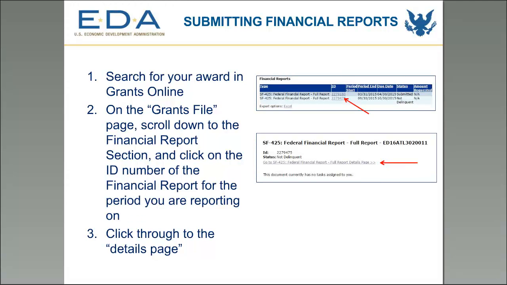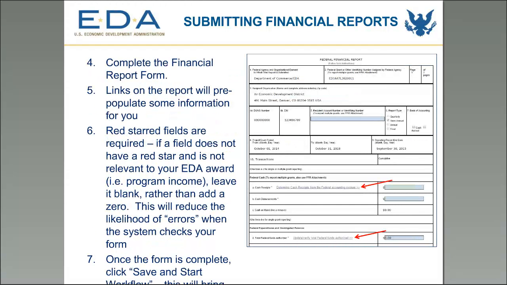to a page with a link to the financial report details page. You'll first want to click on the link to the details page, which will bring you to an electronic version of the SF 425. Unlike a paper SF 425, this electronic SF 425 has a few helpful features.